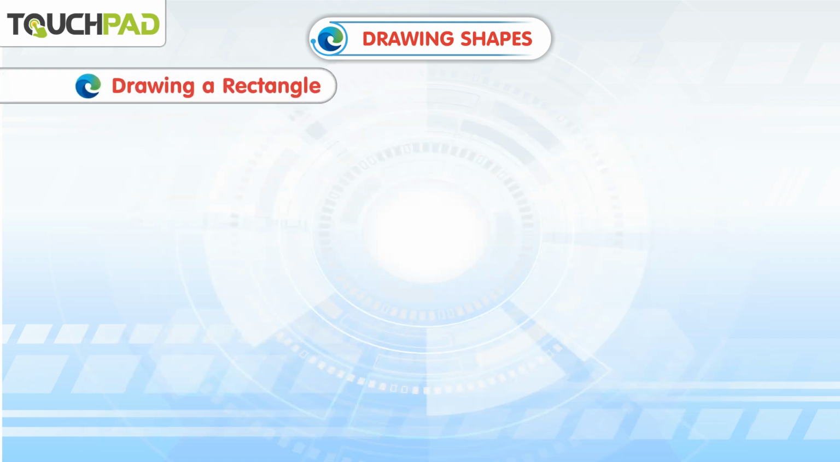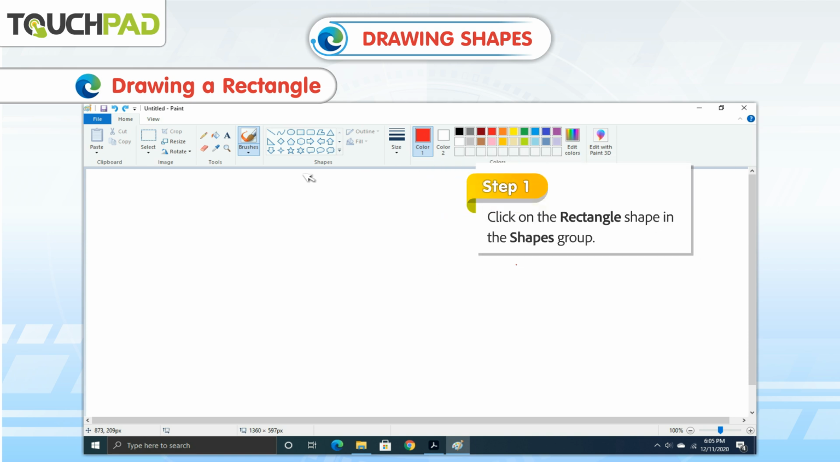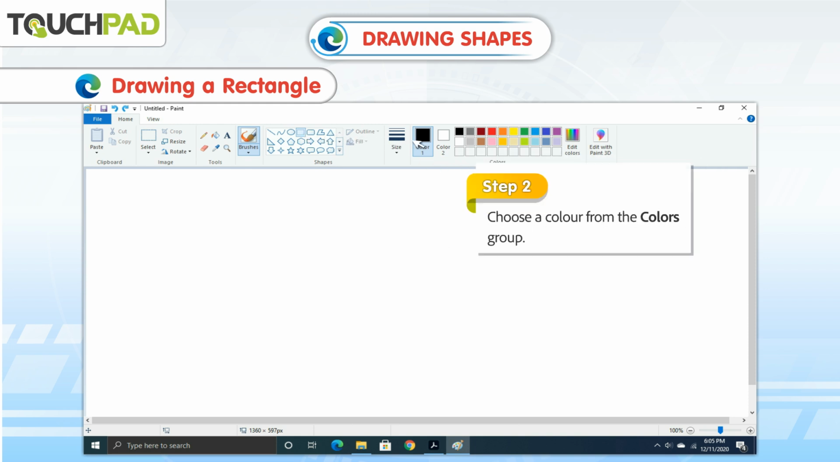Drawing a rectangle. To draw a rectangle, we use rectangle shape. Follow the given steps to draw a rectangle. Step 1. Click on the rectangle shape in the Shapes group. Step 2. Choose a color from the Colors group.